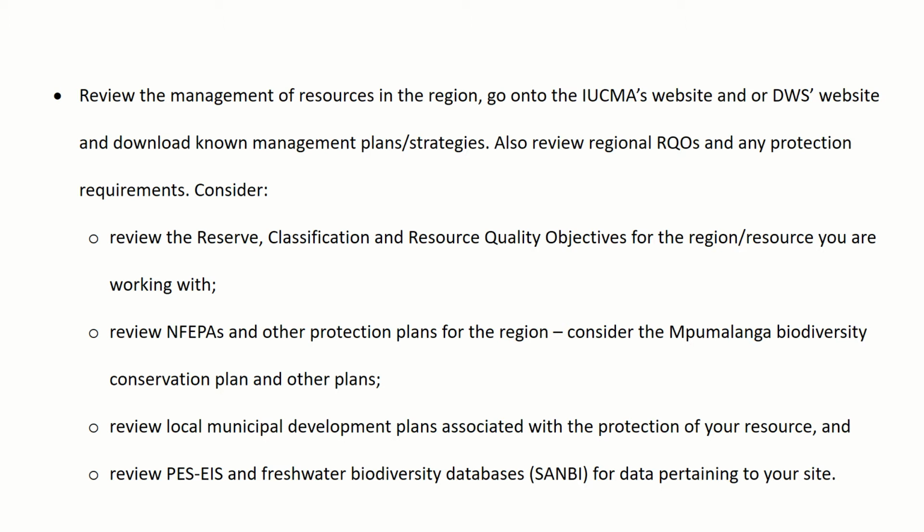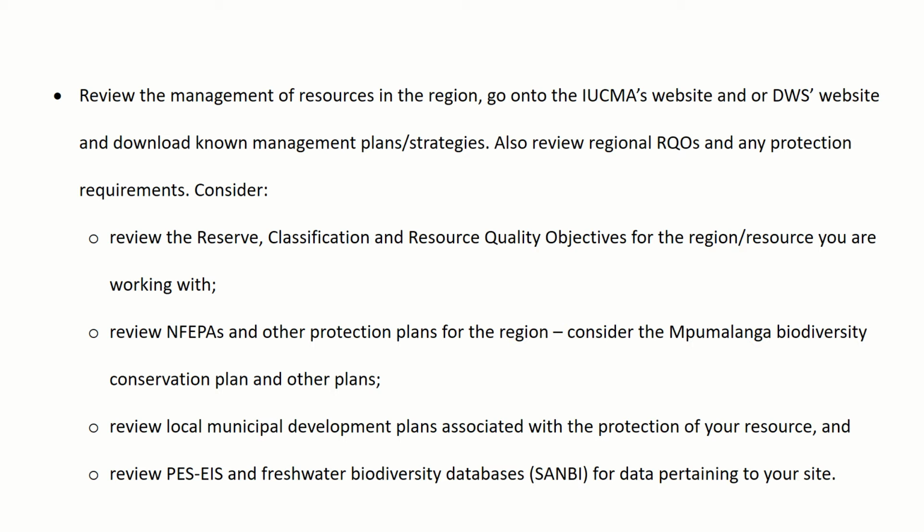And other protection plans. Also consider the Mpumalanga Biodiversity Conservation Plan. The Mpumalanga Biodiversity Conservation Plan has got a plan to protect specific species. You've got to then find out that that species occur in your research, in your resource. Should it be there and is it there? How is it being managed? How is it being protected? What do they require?